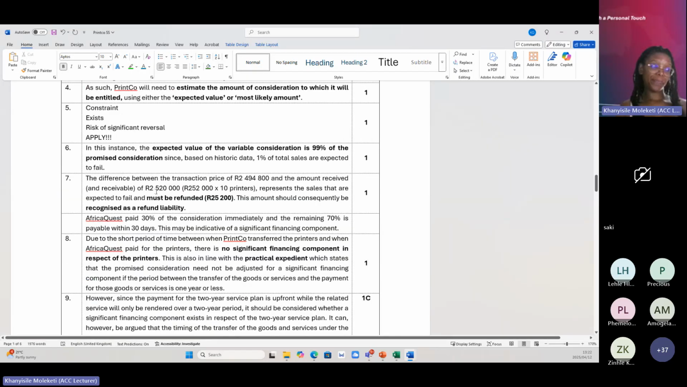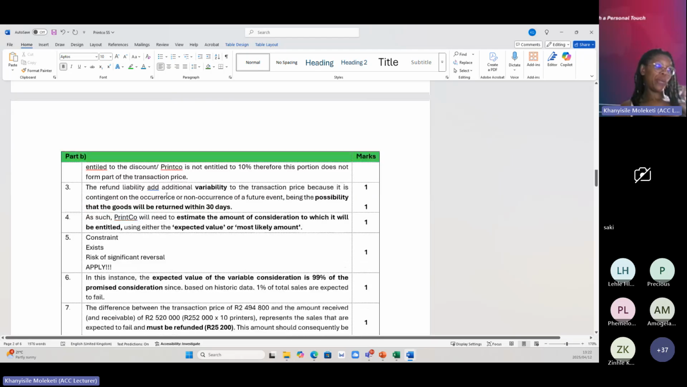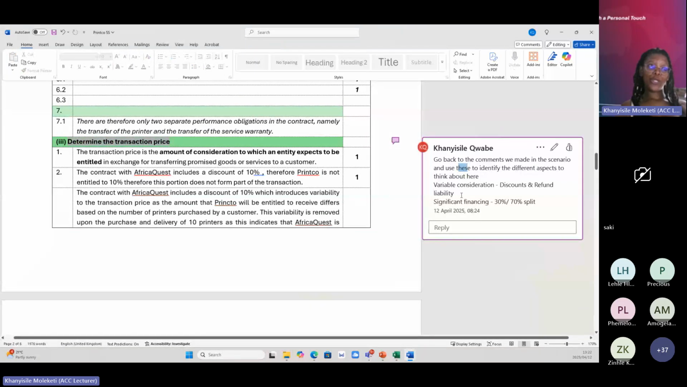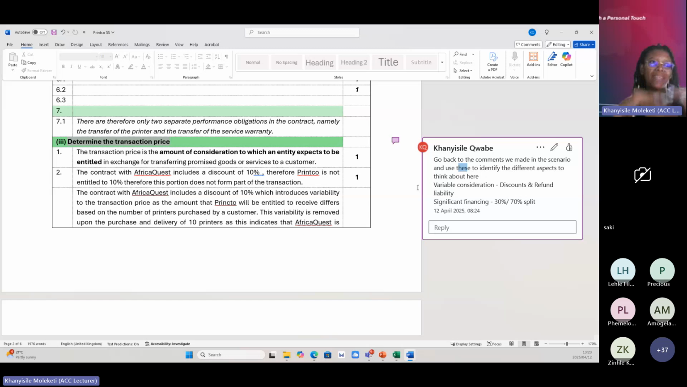Do the same thing. For step 3, what I wanted to highlight was that we noted a few things, right? So we noted variability with discounts and refund liability. So start there. Start speaking about the variability and then speak about discounts and finish the discussion. Speak about refund liability, finish that discussion. Then go to significant financing component, finish that discussion. So don't try to put everything together. Think about it logically.